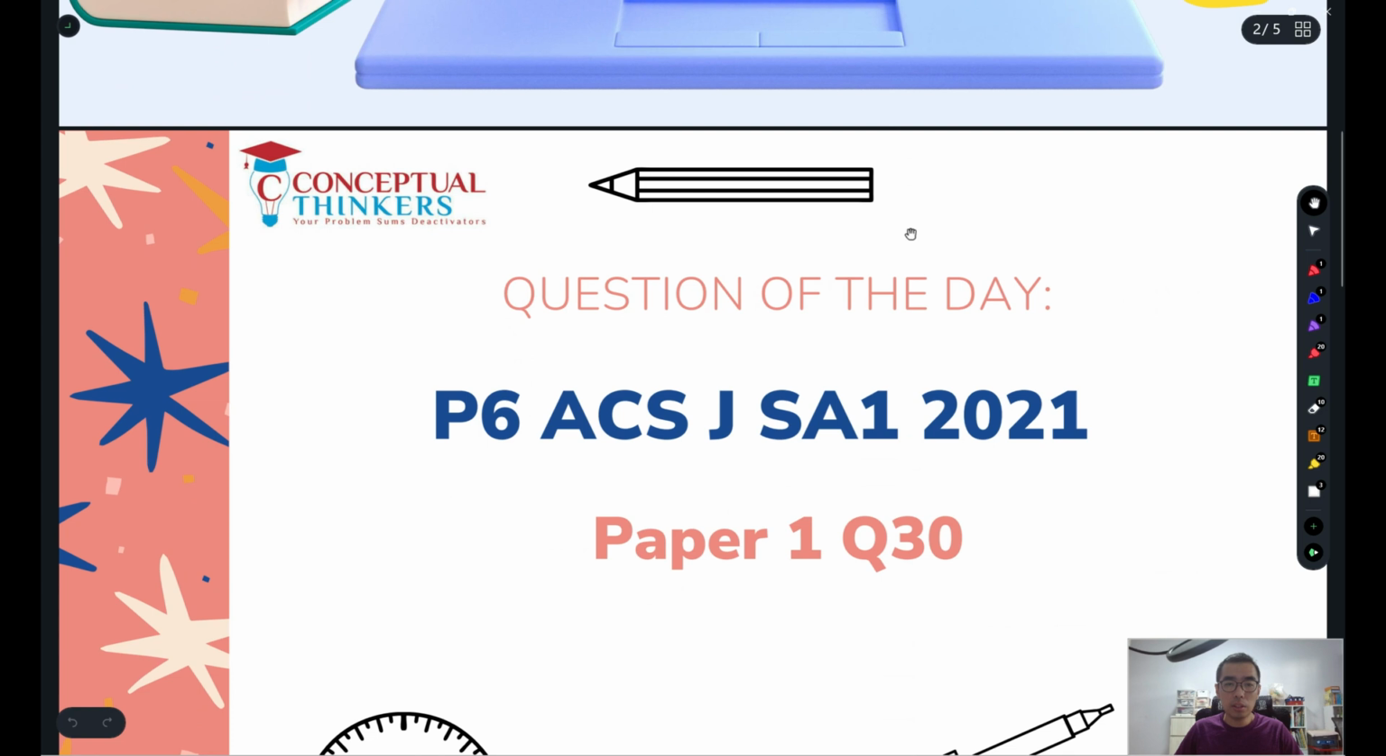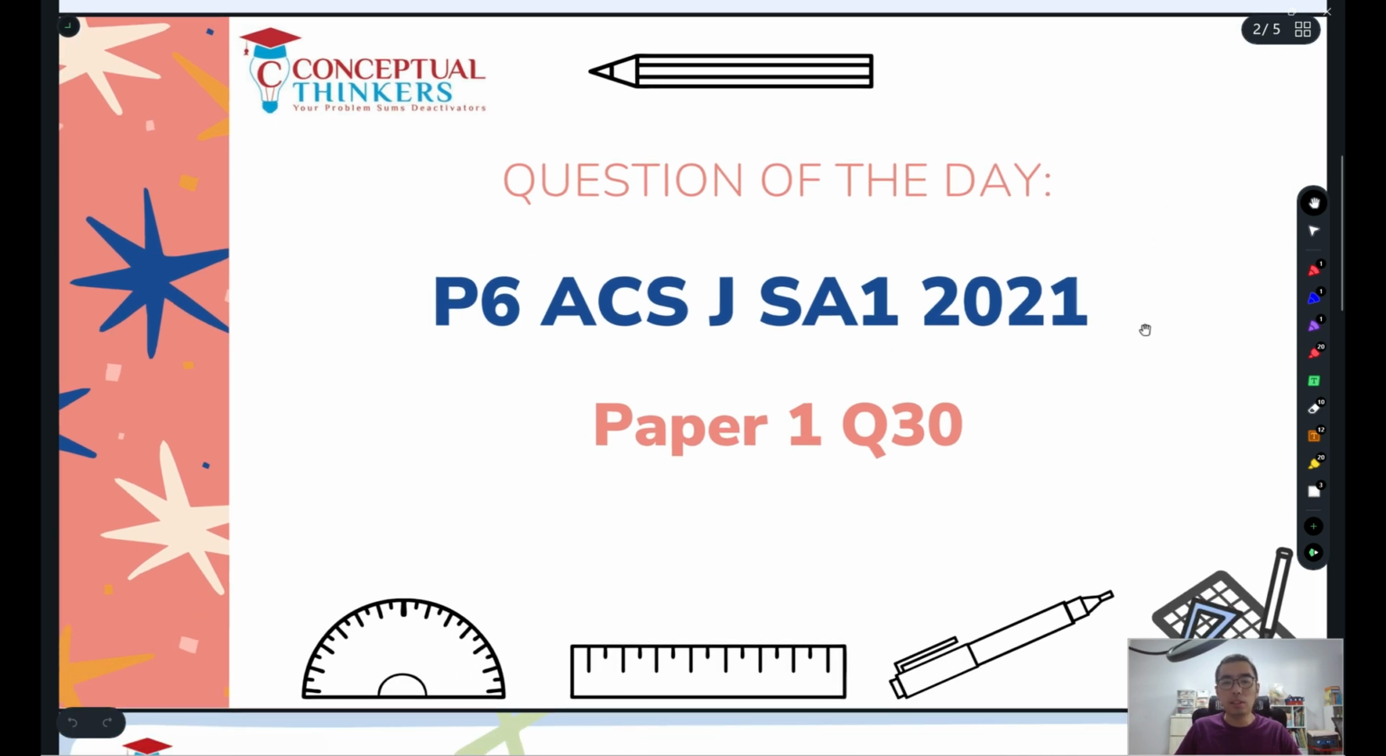So today we'll be touching on P6 ACS Junior SA1 2021 Paper 1 Question 30. Okay, so this is a Paper 1 question, so don't use your calculator. So let's start.